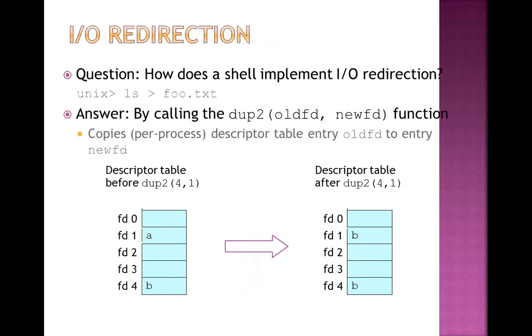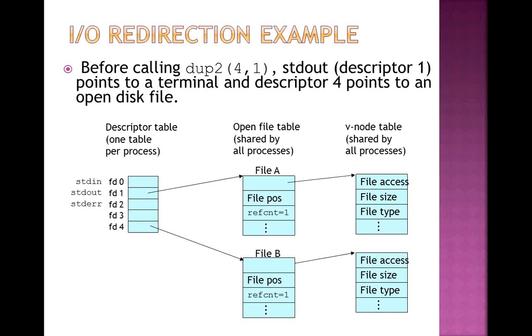input for another. That is done by using a function named dup2, that is duplicate 2. In this, two arguments are used: one is the old FD and one is the new FD. The old FD is used for the old file descriptor and the new FD is used for the new file descriptor.